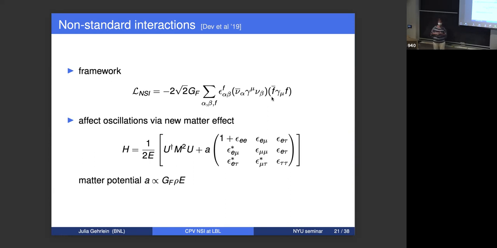There are some publications, and I'm also currently working on something which tries to figure out how to distinguish NSI and non-unitarity in such effects, like in the case of mesons. But for a large part of the parameter space, they look rather similar. Yes.